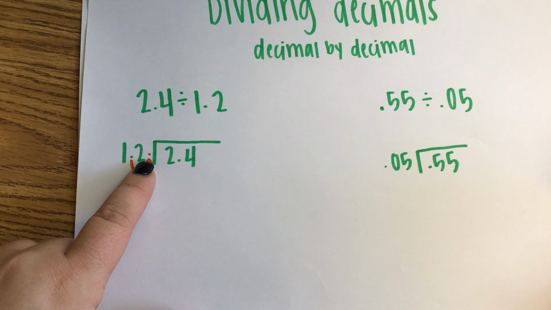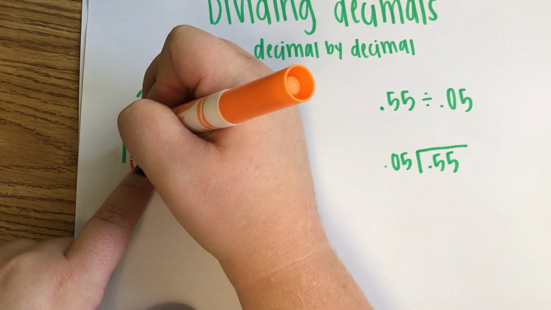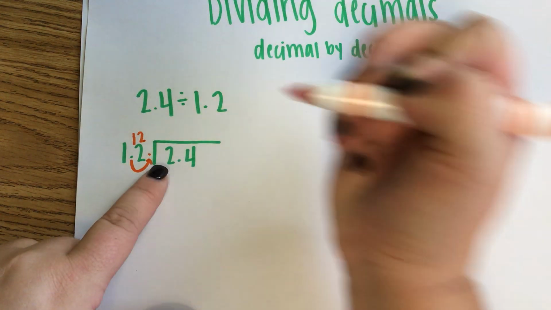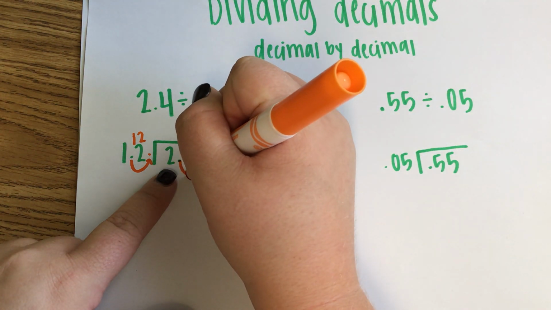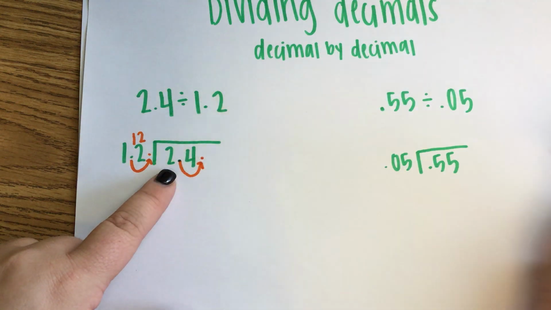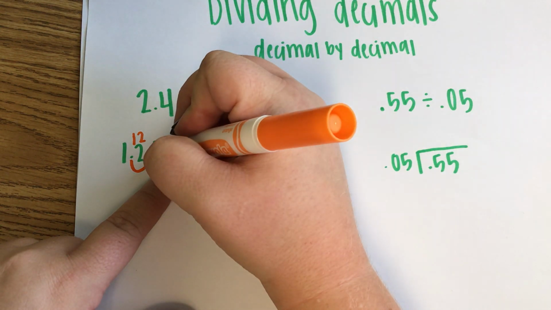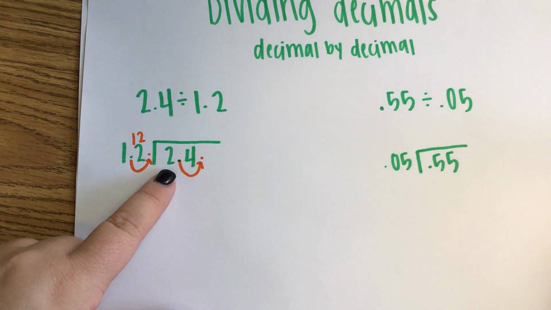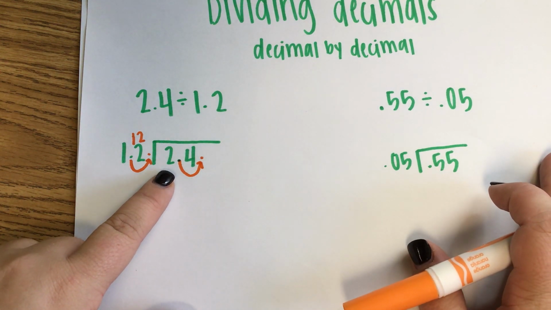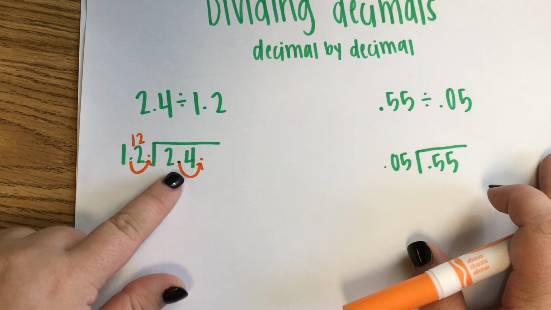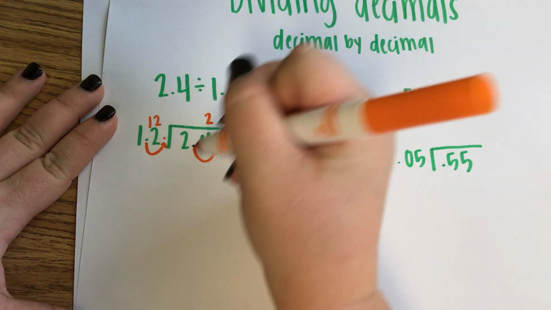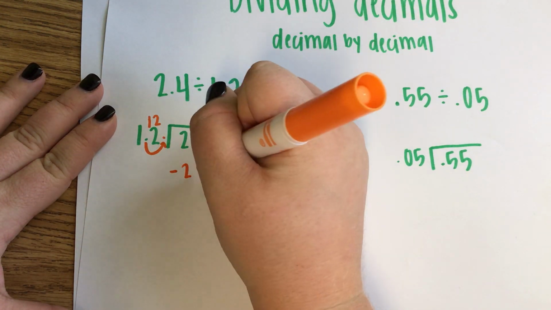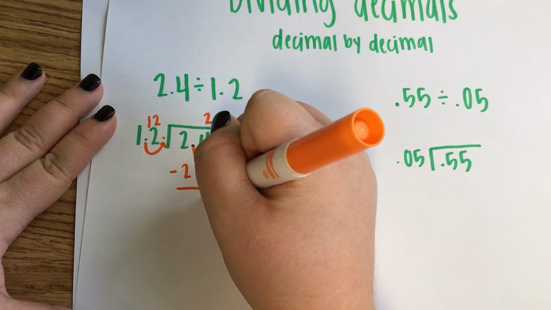Since I moved it one time over and made 12, I have to do the same thing over here. So I need to move my decimal one time to the right. And now my number's 24. Now that's just a simple division problem. How many times does 12 go into 24? That is 2, minus 24, and I'm going to get 0.